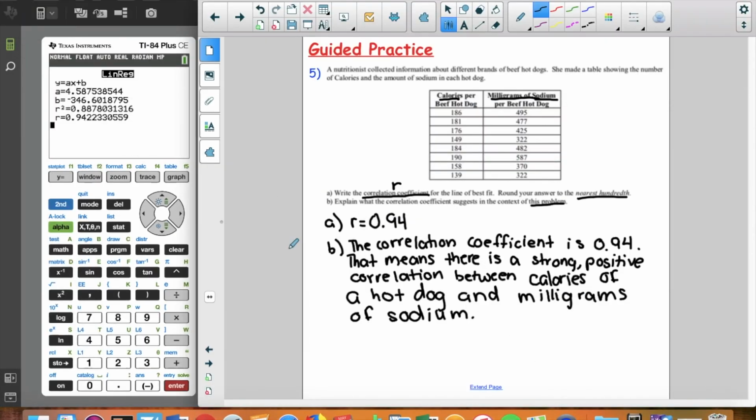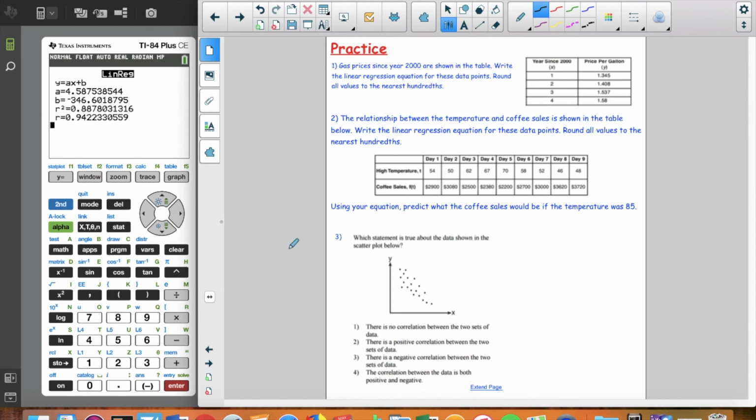Okay, so going on to the practice. Here are the 3 practice questions you have to do for this lesson. Make sure you do this on a separate piece of paper and then upload your work to Google Classroom.